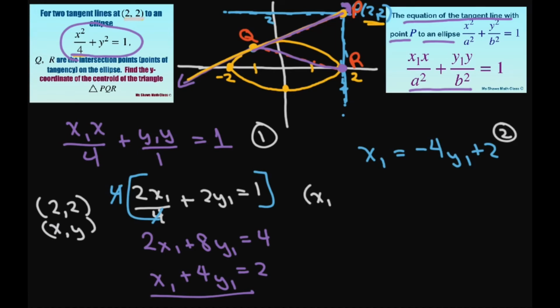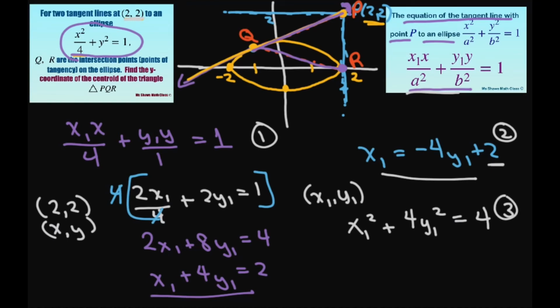Since the point (x sub 1, y sub 1) is on this ellipse, we can use this formula: x sub 1 squared plus 4 times y sub 1 squared equals 4. All right, this is going to be equation 3. Substituting 2 into 3, for x sub 1 squared you get (-4y sub 1 plus 2) squared plus 4y sub 1 squared equals 4. Now I just have to square this out and set everything to 0.